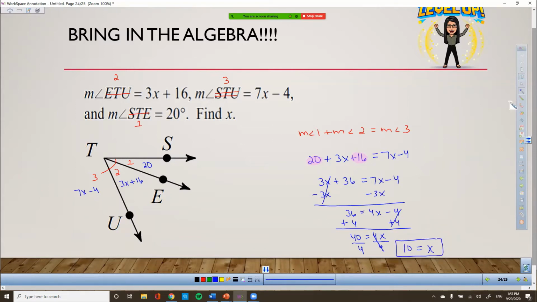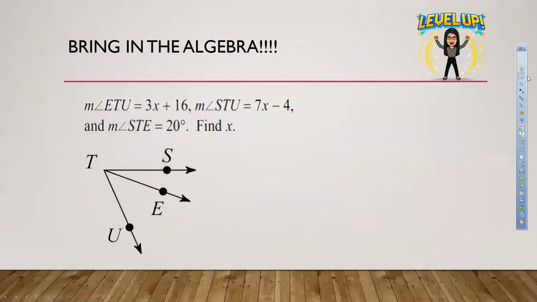Again, the main clue here is you have to make sure you remember your angle addition postulate, and you label everything correctly to make it easier for yourself. After that, it's just a bunch of algebra. Right? Let's go ahead and try some more examples.